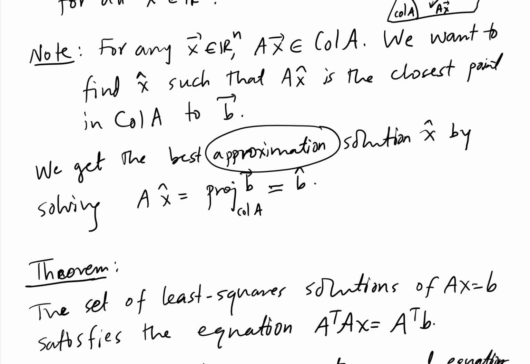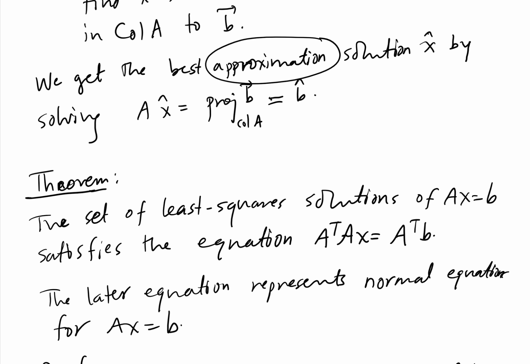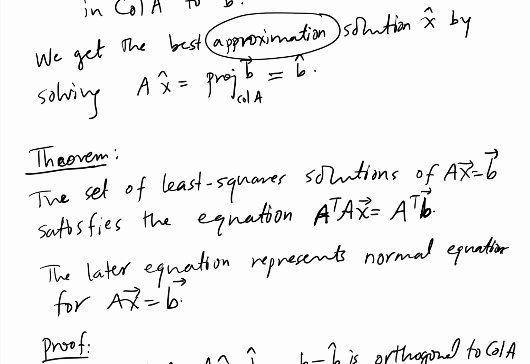Now we introduce a theorem that says the set of least square solutions of the equation Ax equals b satisfies the equation A transpose A x equals A transpose b. It's kind of like you multiply both sides by A transpose, and we're going to see how that helps us get the approximations. This latter equation is called the normal equation, and I'll show you what that means. But we need to look at the proof of this. When we look at the proof, it helps us see where this came from or why we're doing this.